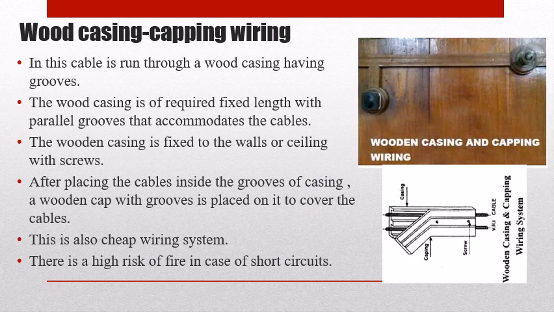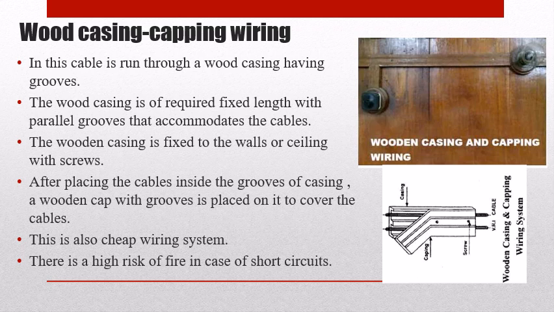Next, the wooden casing and capping wirings. In this, the cable is run through a wooden casing having grooves in it. The wooden casing is of a required fixed length with parallel grooves that accommodate the cables. The wooden casing is fixed to the wall or the ceilings with the help of screws. After placing the cables inside the grooves of the casing, a wooden cap with a groove is placed on it to cover the cables.